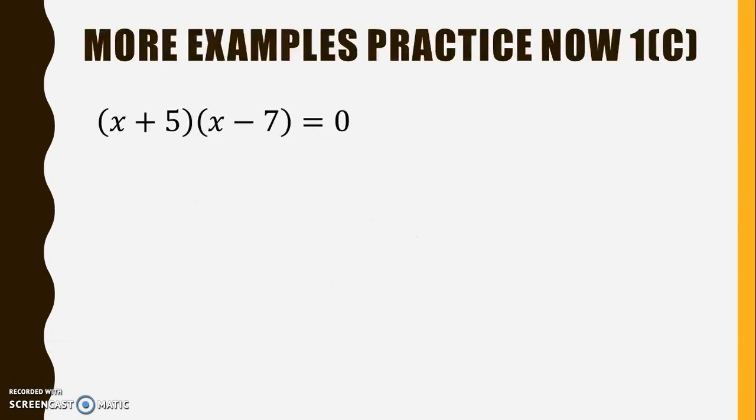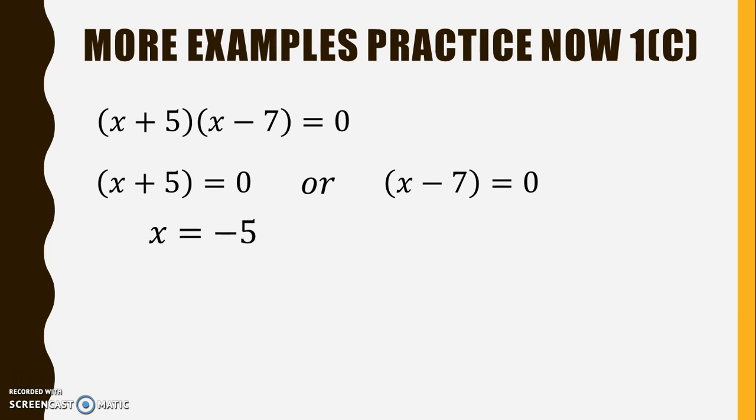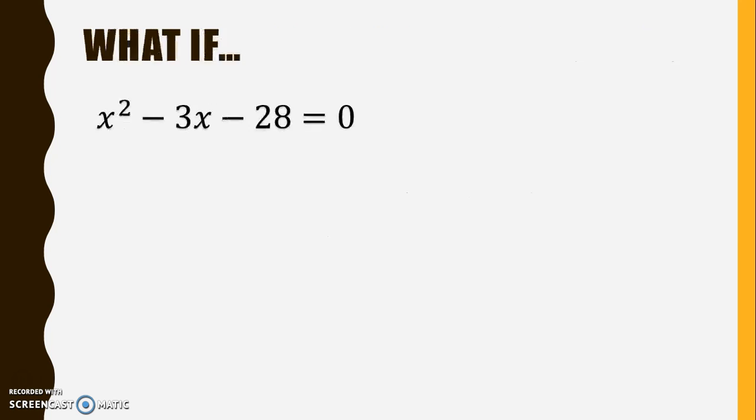More examples from Practice Now 1c. If x plus 5 times x minus 7 is equal to 0, then one of the factors must be 0 so that the product of them would be 0. Therefore, x plus 5 is equal to 0 or x minus 7 is equal to 0. In this case, the two possible values of x will be x is negative 5 or x is 7, in order that the product of the two factors would be 0.